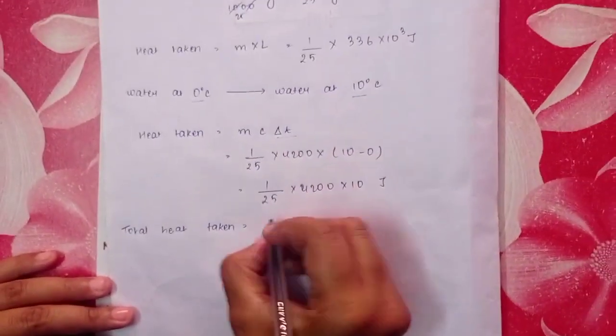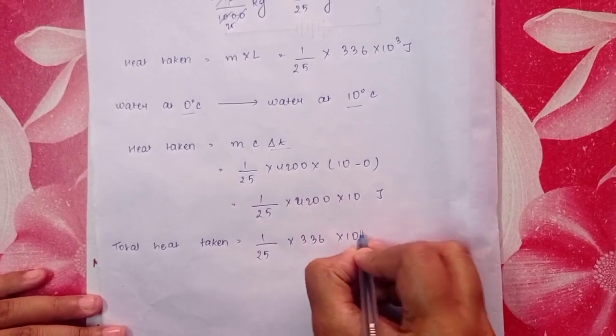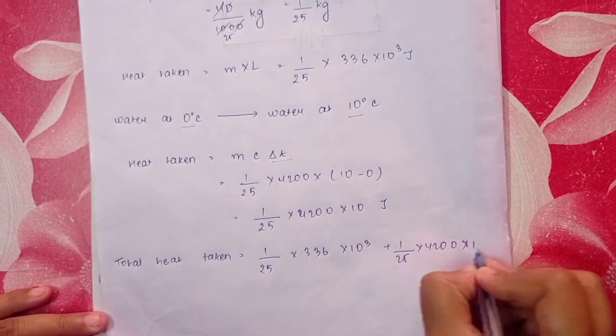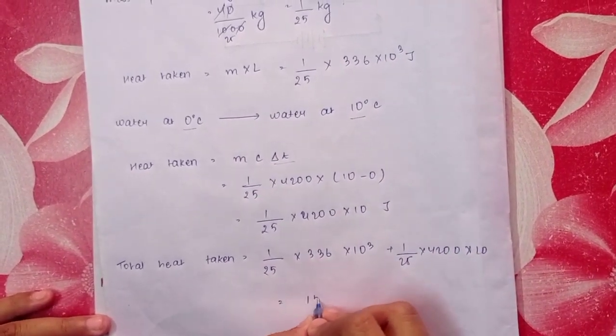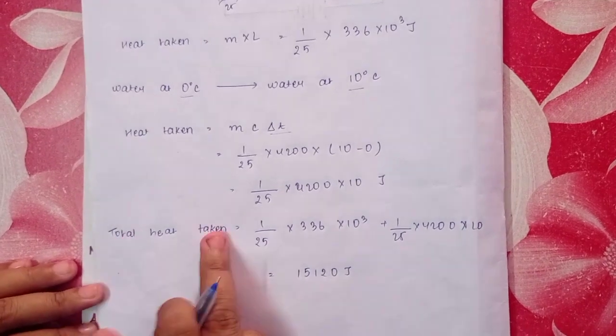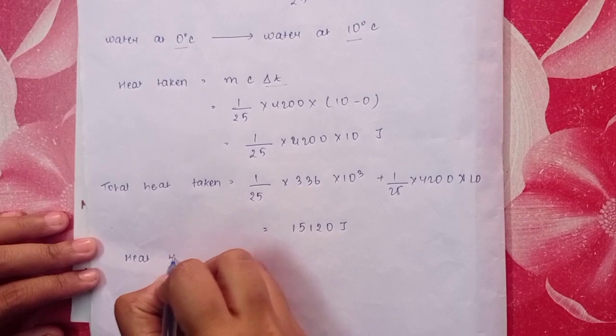This plus this, obviously. So 1 by 25 into 336 into 10 to the power 3 plus 1 by 25 into 4200 into 10. If you solve it, you get a value of 15120 joule. You can solve it very easily. So this is the total heat taken by ice.